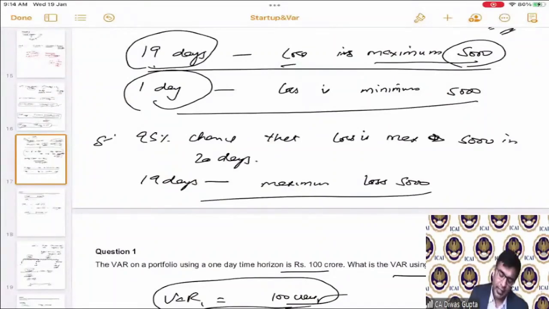Correct. This is statement 1 and statement 2. Similarly, for the level of significance also, you can say 5% chance that loss is minimum 5,000 in 20 days. That means 1 day minimum loss is 5,000. Simple.